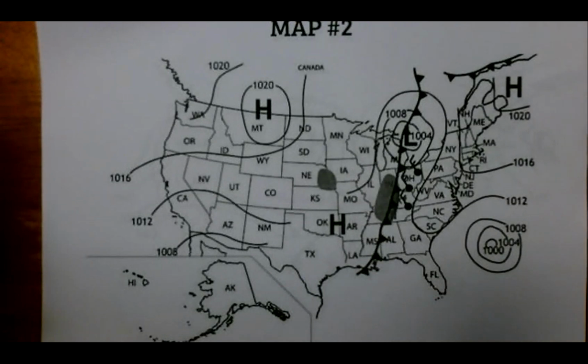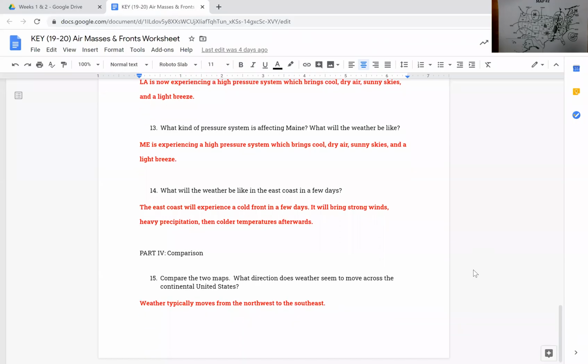So back to our worksheet. We have number 13, what kind of pressure system is affecting Maine and what will the weather be like? Maine is up here, right over here. It is going to be experiencing a high pressure system. That's the nearest thing. This cold front is not in the area. If it's a front, it needs to be physically in that state. So right now, the high pressure system is the only thing that's going to be affecting it. So it's going to have cool, dry air, sunny skies, and a light breeze again. And then 14 is kind of interesting.